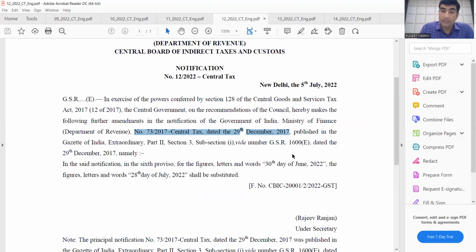They have given further relaxation that earlier for the financial year 21-22, the date was specified as 30th day of June 2022. That has been extended to 28th of July 2022 for filing GSTR4.